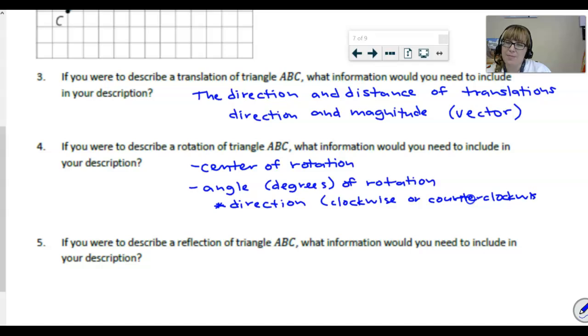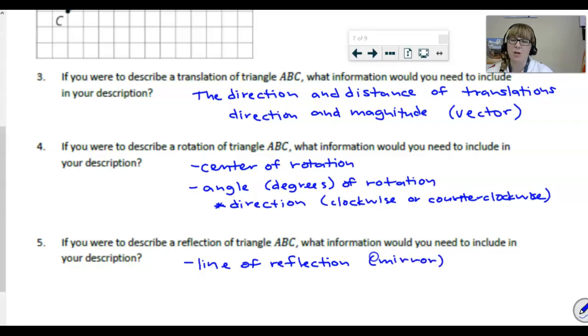And finally, if we're going to describe a reflection, we need to know where that line of reflection is. Once we know the line of reflection, we already know that the reflection is going to be the same distance but on the opposite side. So once we know the line of reflection, we know everything else that we need to know. Again, that means we need to know where is that mirror, which we're calling the line of reflection.